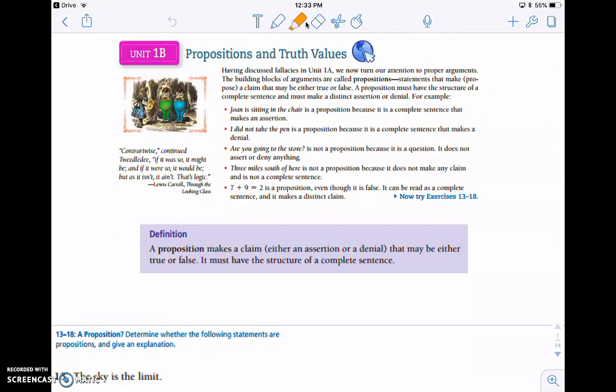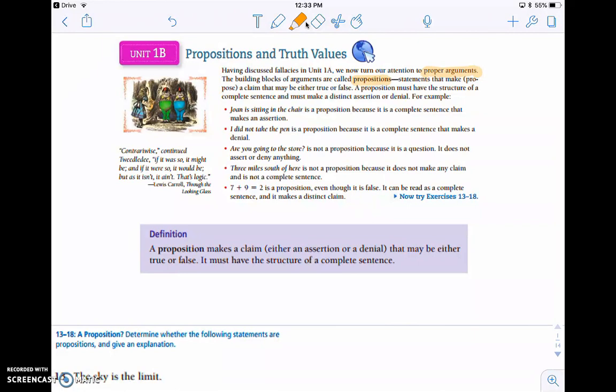When we talk about propositions, we're talking about proper arguments. The building blocks of arguments we're going to call propositions, and these are statements that make or propose a claim that can be either true or false. It has one or the other. A proposition must have the structure of a complete sentence and make a distinct assertion or denial. So it has to be very clear whether something is true or false in making a statement.